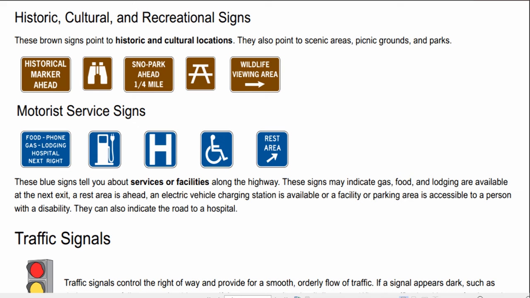Motorist service signs. These blue signs tell you about services or facilities along the highway. These signs may indicate gas, food, and lodging are available at the next exit, a rest area is ahead, an electric vehicle charging station is available, or a facility or parking area is accessible to a person with a disability. Page 13. They can also indicate the road to a hospital.